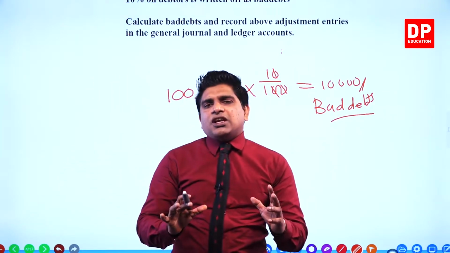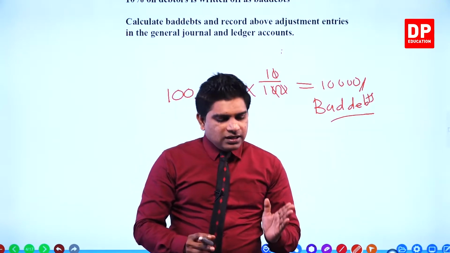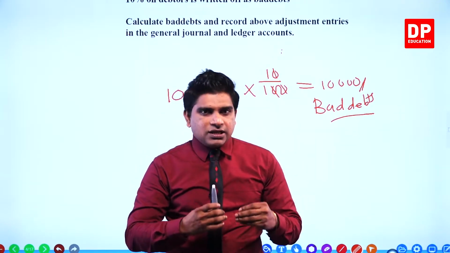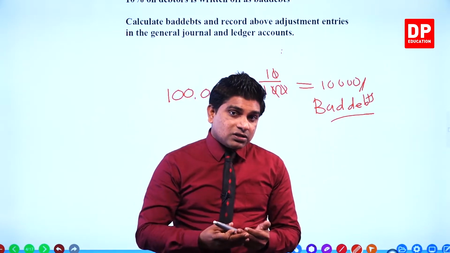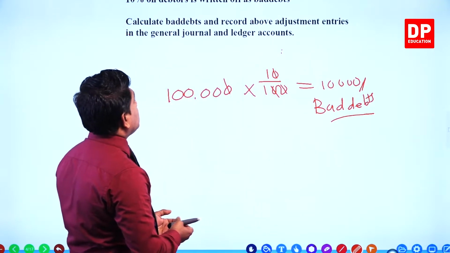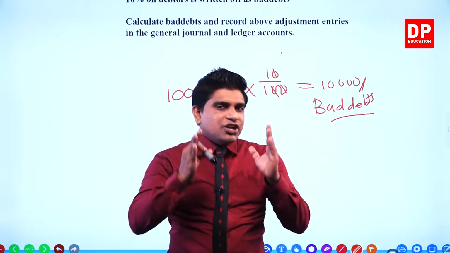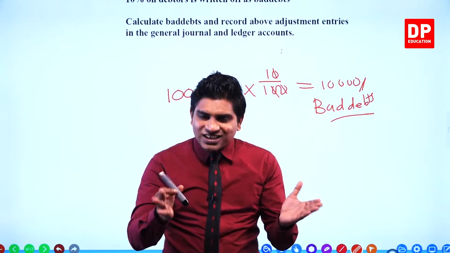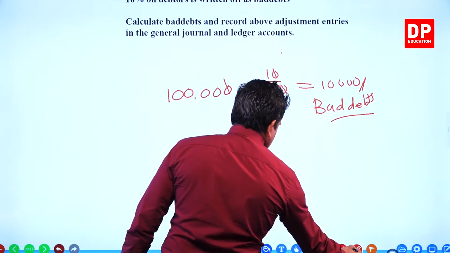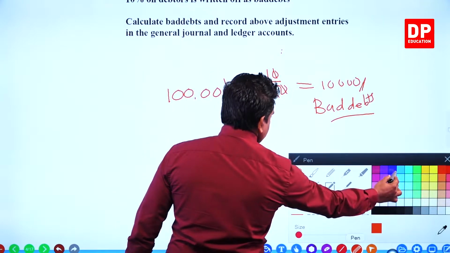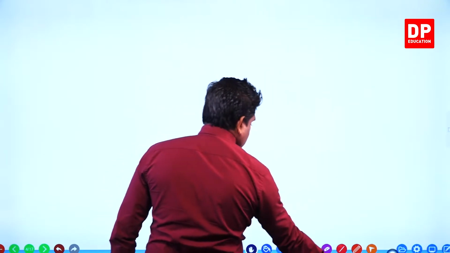But they first question us, calculate the bad debts, it's okay. Second time, they ask what? Record these details in the general journal and ledger accounts. They ask only that. Then you have to draw what? General journal and ledger accounts. Now, I draw a general journal and ledger accounts.